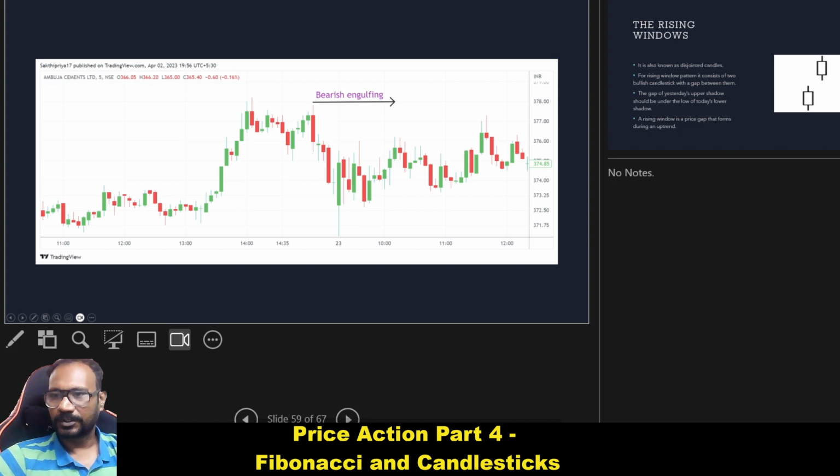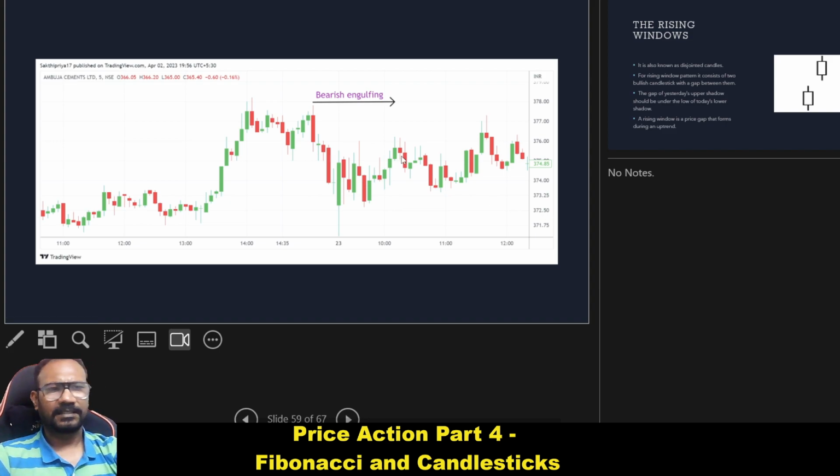There has been some sort of pullback, and then some consolidation, and here is one candle that peaked out, and then the next candle completely engulfed it, and from there on you can see the market coming down pretty strong. So this is bearish engulfing.